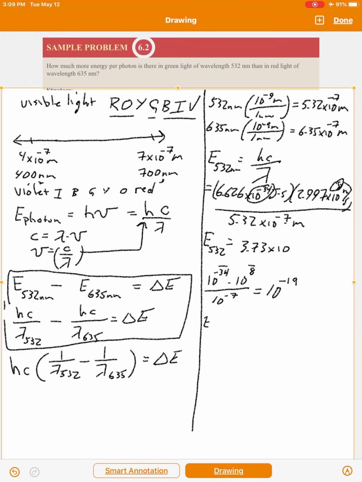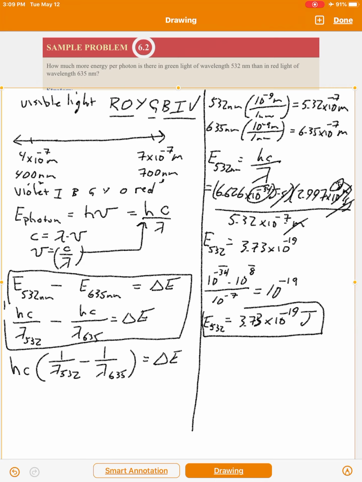So our energy for the 532 nanometer photon would be 3.73 times 10 to the minus 19. And what are the units? The meters cancel and the seconds cancel, and you get joules. So there's the first one. As I can see here, we're already running out of room.